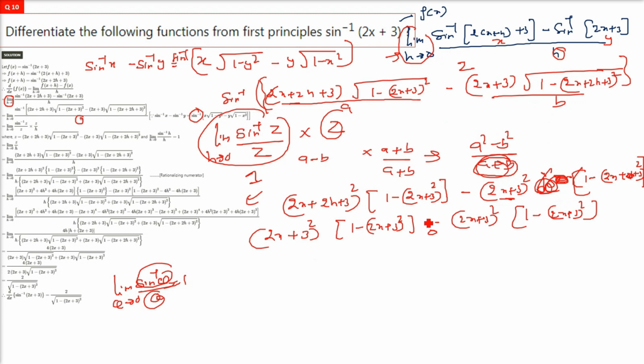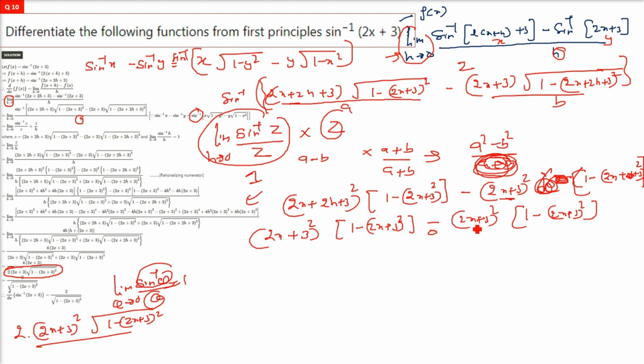That is why I am writing the final solution of this expression of the numerator only. Denominator is a plus b. So see, this denominator will be a plus b. A is what? 2x plus 2h plus 3, and under root 1 minus 2x plus, this is what I am writing, but this is not correct. This is incorrect. I am saying a plus b, I am writing a square plus b square. A square plus b square won't work. So that is a correction here. I'll just write a plus b.